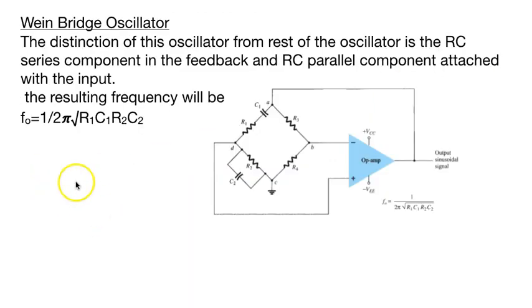Now the Wien bridge. The distinction of this oscillator from the rest is the RC series component in the feedback and the RC parallel component attached with the input. F0 is 1 over 2 pi root R1 C1 R2 C2.